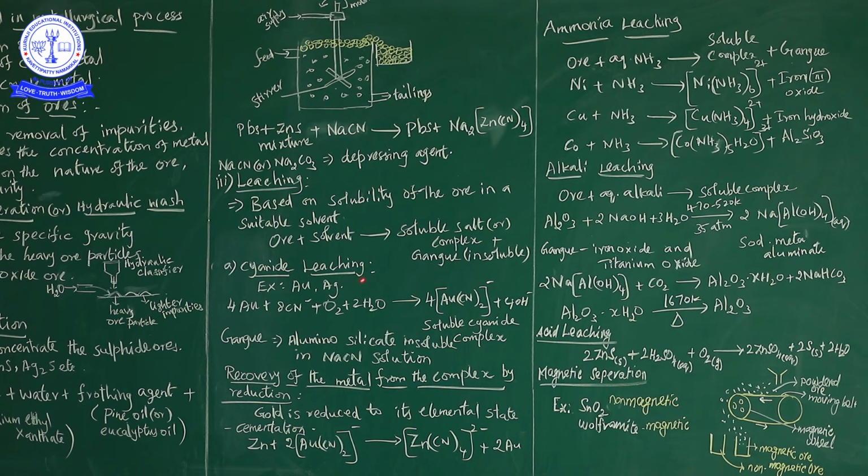And then the cyanide leaching. So the first one is, one of the types of leaching is cyanide leaching. The cyanide leaching is applied for the concentration of gold and silver ore. So gold and silver ore, that means the noble metals, are concentrated by cyanide leaching by using the aqueous cyanide solution. We can leach using aqueous cyanide solution.